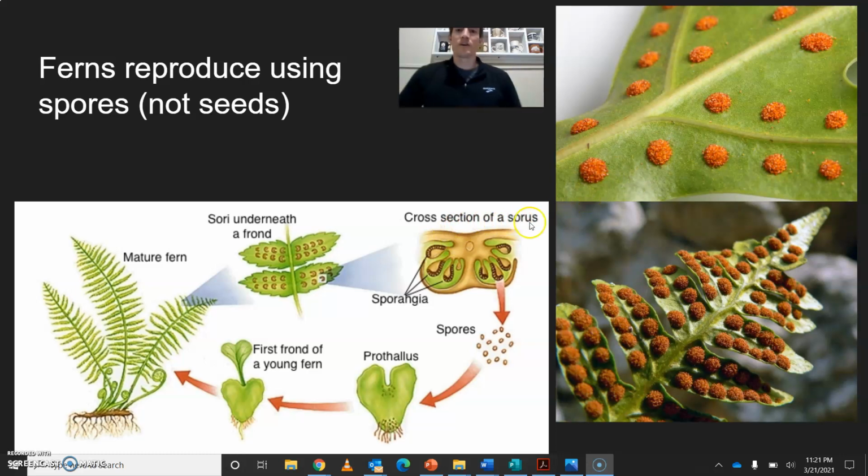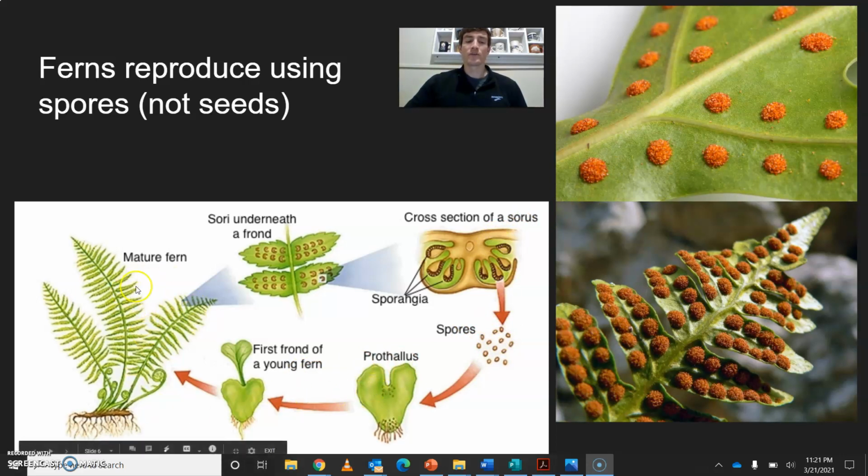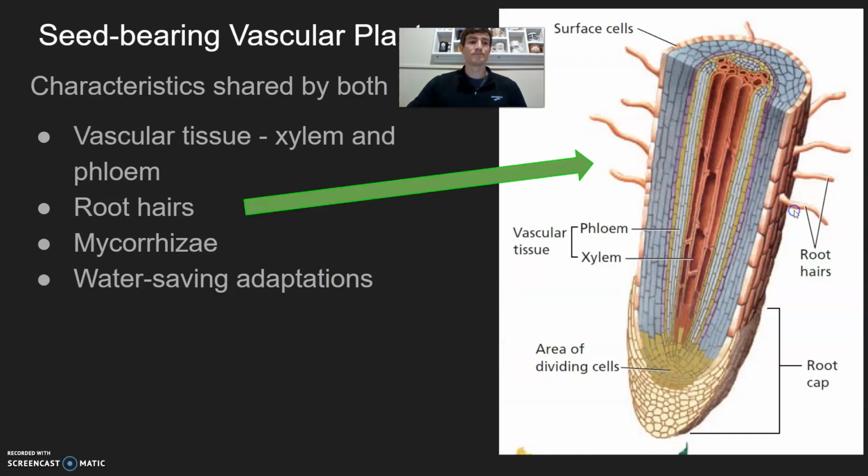dots. It's called the sorus. They drop spores into the air. That travels and lands on the ground and begins to grow into an adult fern, and the whole process starts over. But once again, this is not a seed. That's the really important thing to remember.